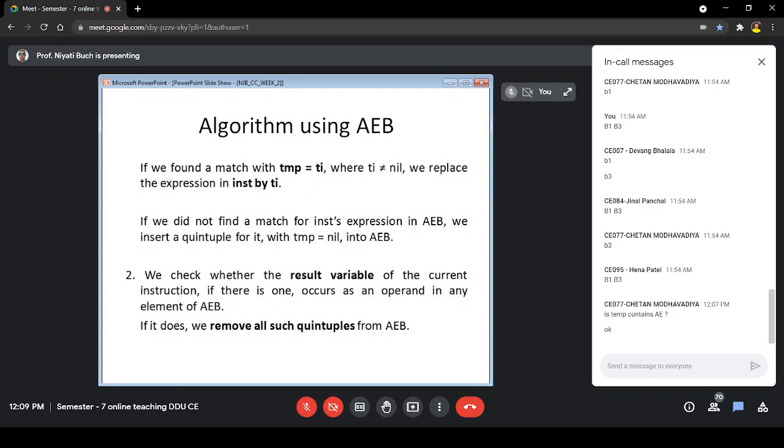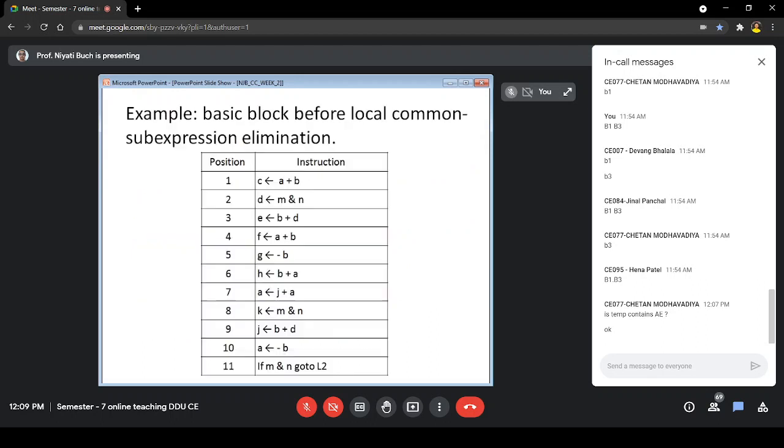So with every instruction, there may be changes to our AEB. We may be adding or removing, or there may be a case when there is no change in our AEB. This is how the AEB holds the current scenario of how many expressions are available, which you can use for common sub-expression elimination. This idea should be clear so that when we use this algorithm you don't have any doubts, and we can go about the example.